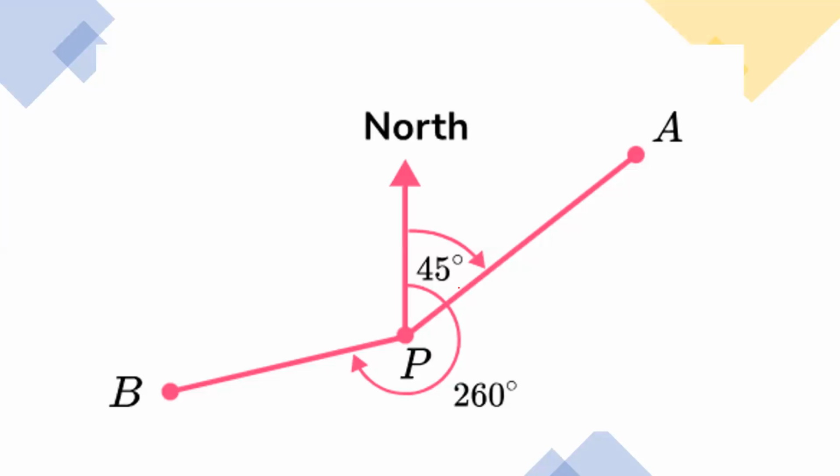For example, this is the north from P. The bearing of A from P is 45 degrees. Normally, we write the bearing in three figures like this: 045. And this big reflex angle, 260, represents the bearing of B from P. Okay? Let me now solve some questions on the bearing.